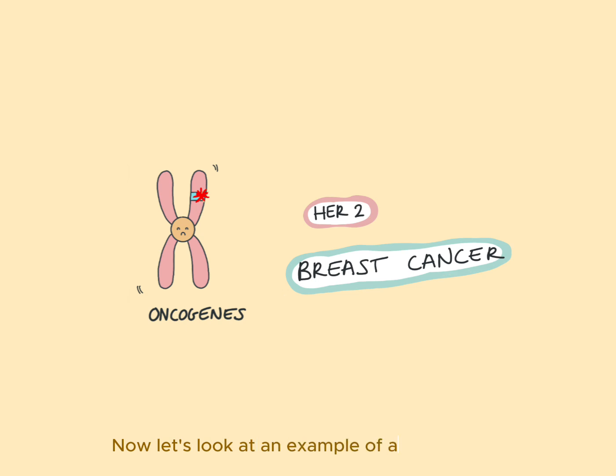Now let's look at an example of an oncogene. In breast cancer, there is a specific gene called AGR2, which is very commonly overexpressed in breast cancers. It is an essential member of the epidermal growth factor receptor pathway, which is involved in regulating cell growth and differentiation. When AGR2 is overexpressed, it can lead to uncontrolled cell growth and division, which can contribute to the development of cancer.